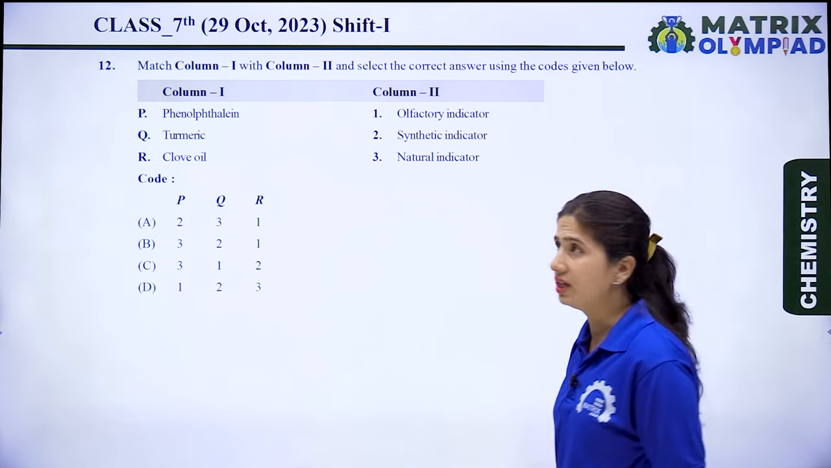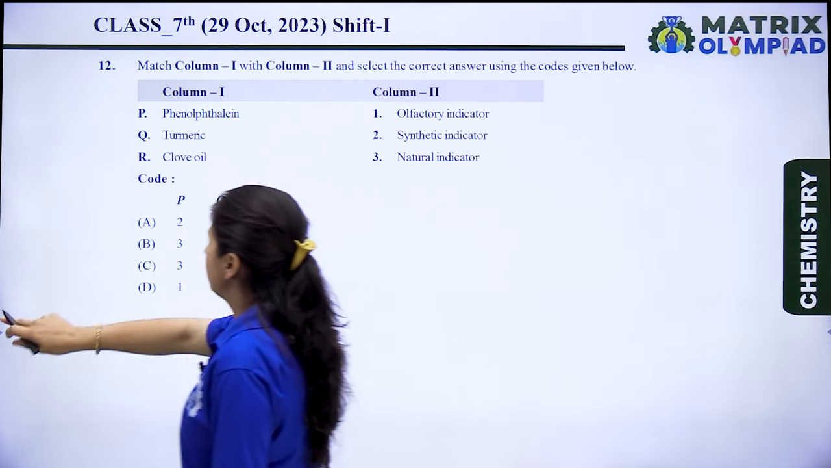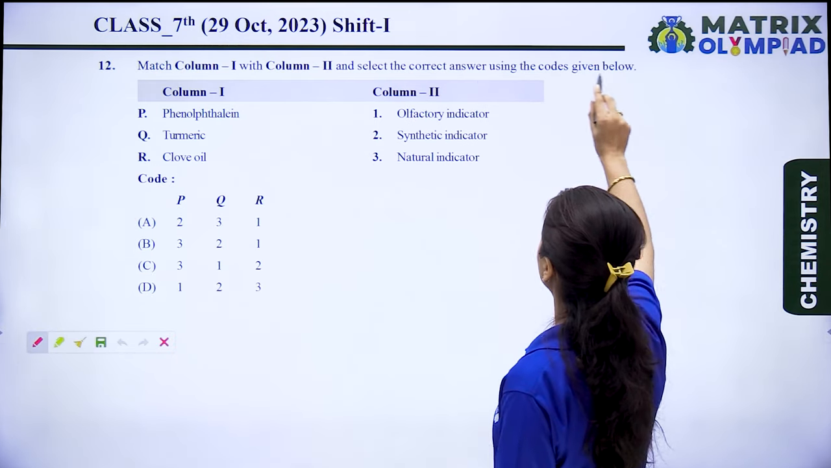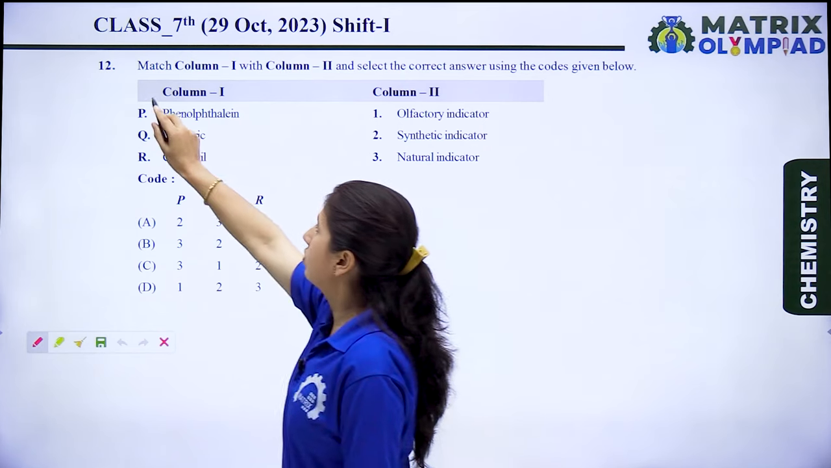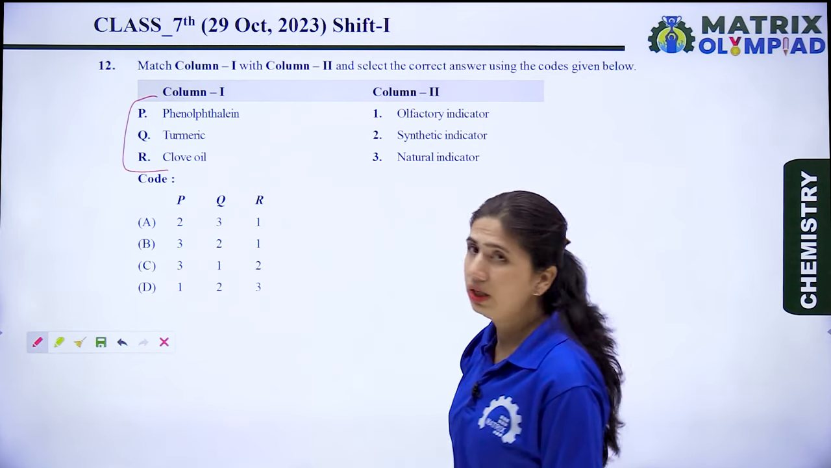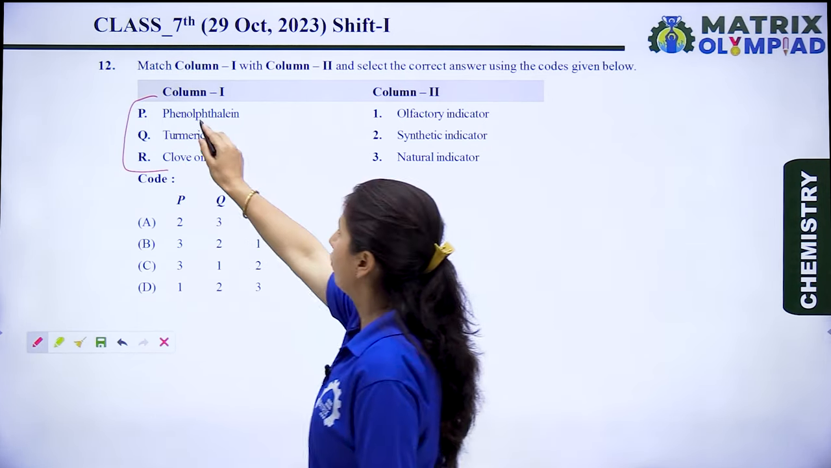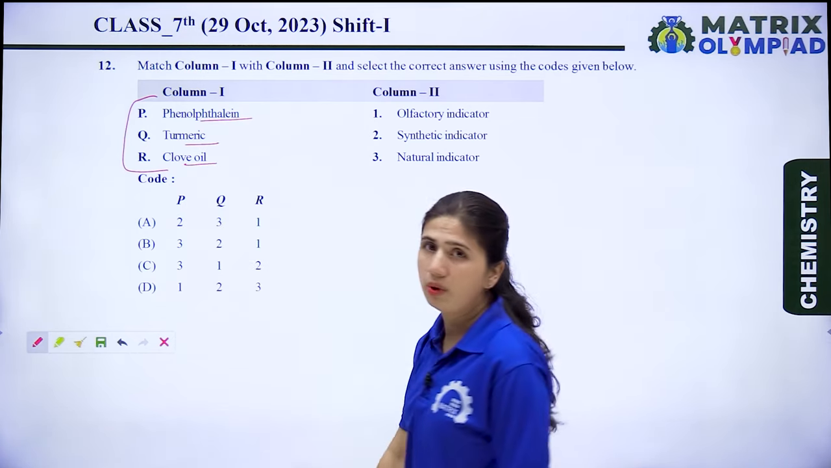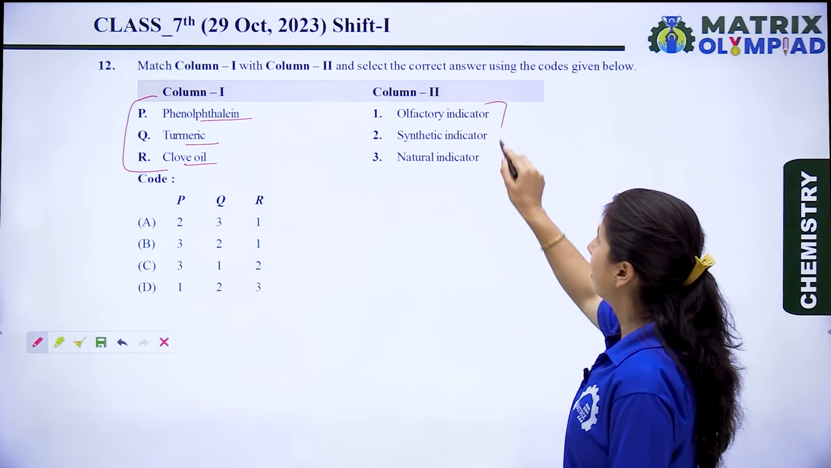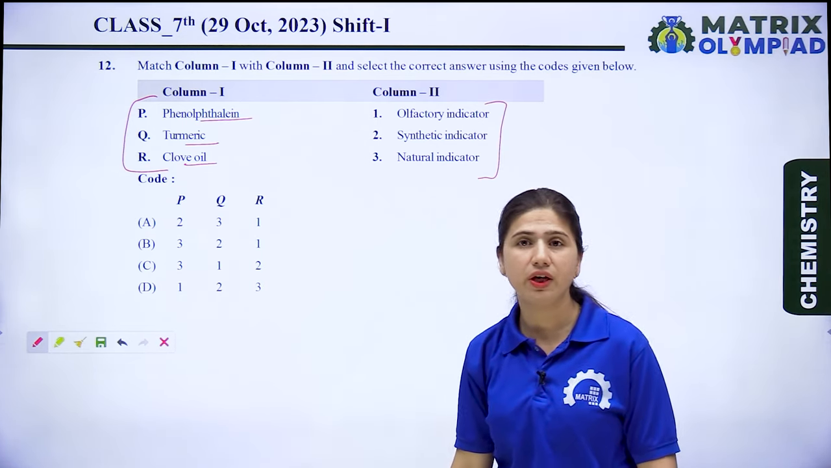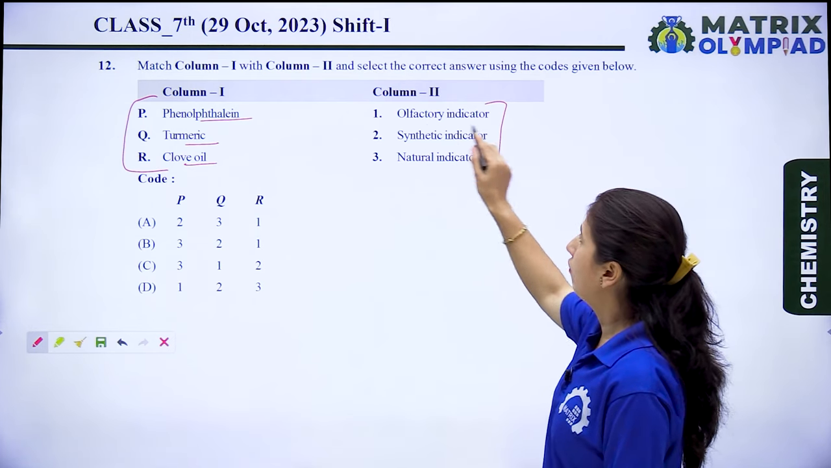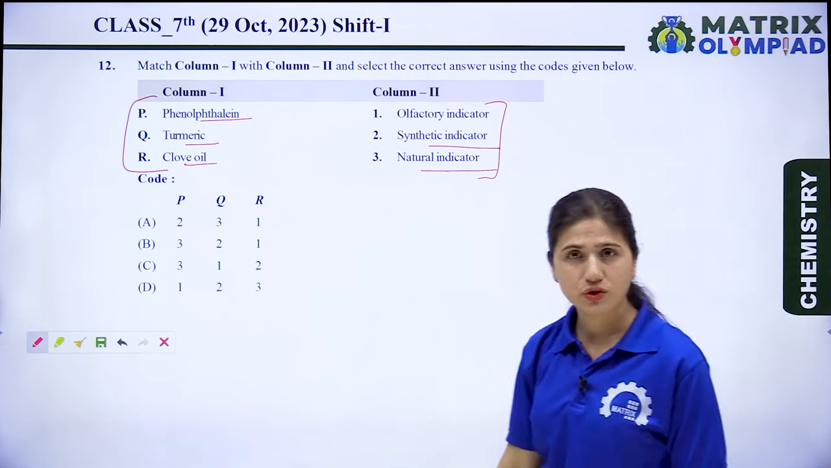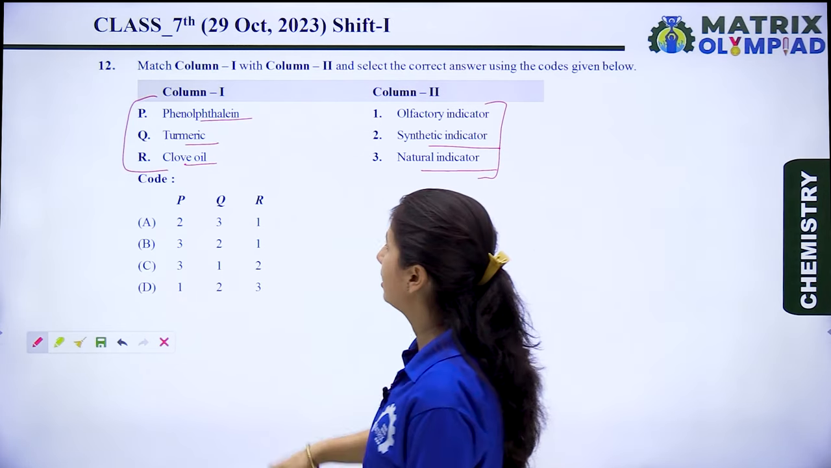The next question is, match column first with column second and select the correct answer using the codes given below. In this column, there are three types of indicators. First is phenolphthalein, second is turmeric, and third is chloride. And in column second, there are different types of indicators. First is olfactory indicator, second is synthetic indicator, and third is natural indicator. Now let's see the answer.